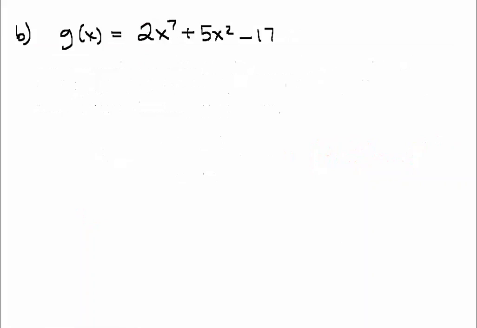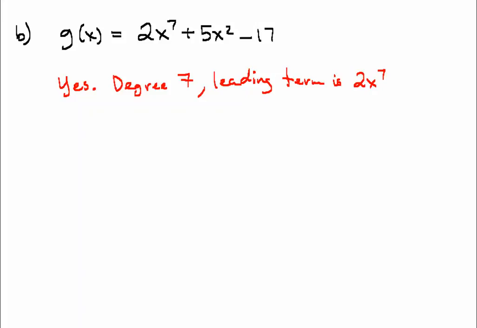Okay, how about b? Let's see this right here: 2x to the 7th plus 5x squared minus 17. Is this a polynomial function? It sure is. The degree of it is 7, because that is the highest exponent of all the x's. The leading term is the term that has that degree 7, which is 2x to the 7th. And the leading coefficient is going to be 2. It's the real number in front of the x to the 7th. So there's the definition stuff there.